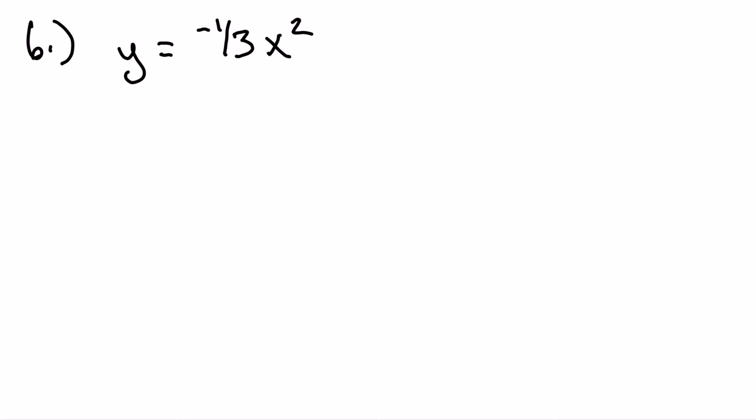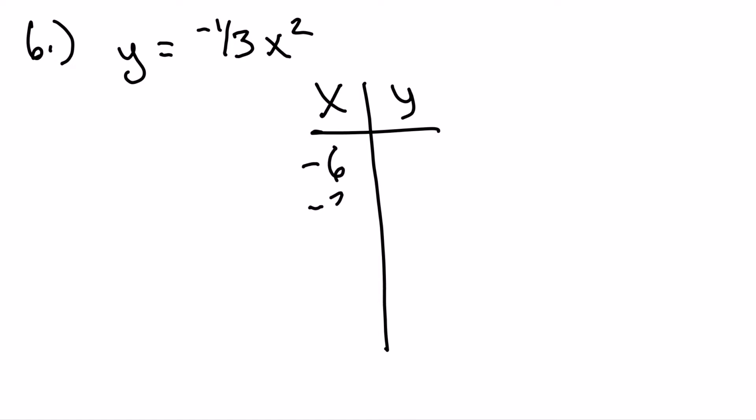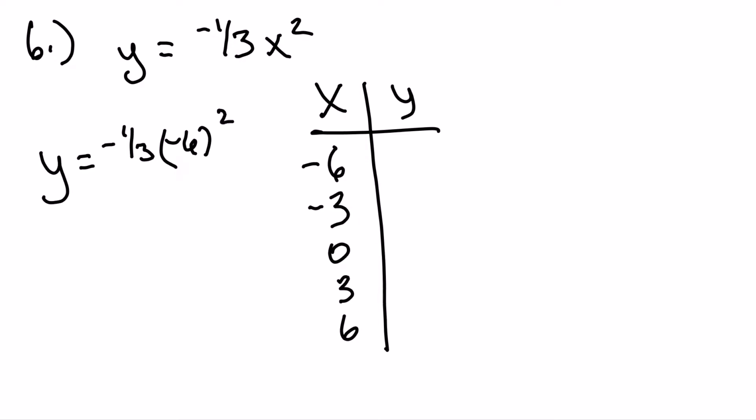Alright, number 6, same exact concept. I don't like making the left and right XY chart, I like making it up and down. So they have -6, -3, 0, 3, and 6. So I plug it in. Y equals -1/3. Instead of x, I put -6 squared. So I get -1/3 times 36, because a negative times a negative is a positive. So I get y equals -12.